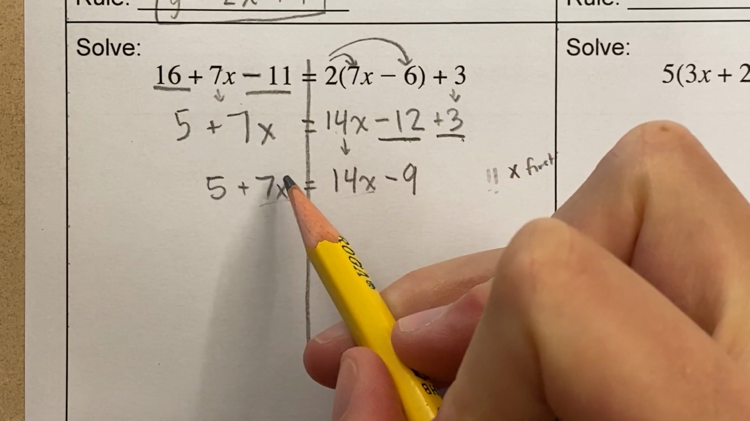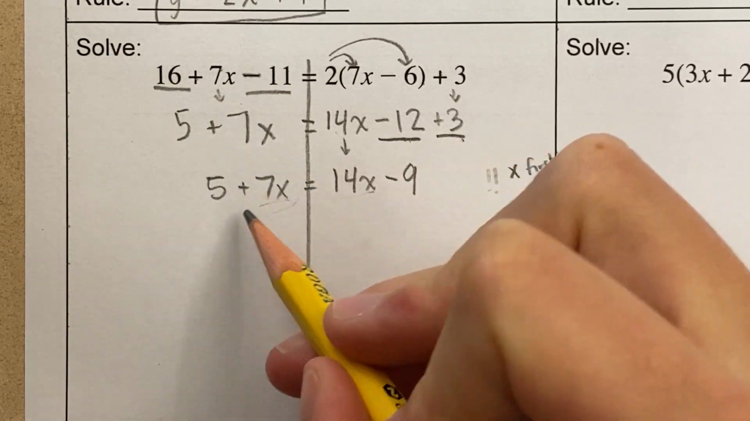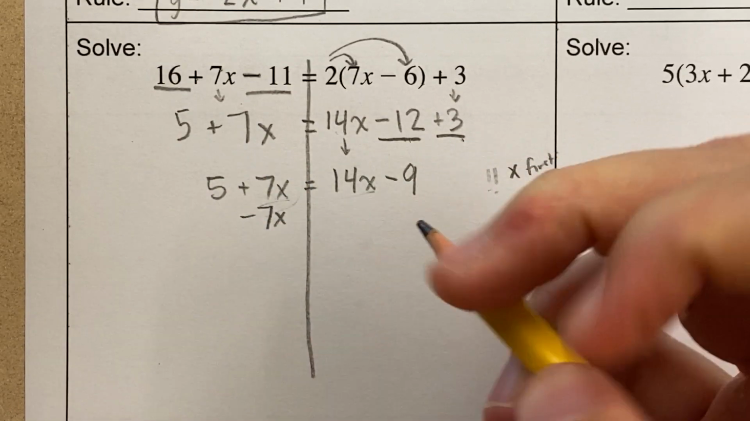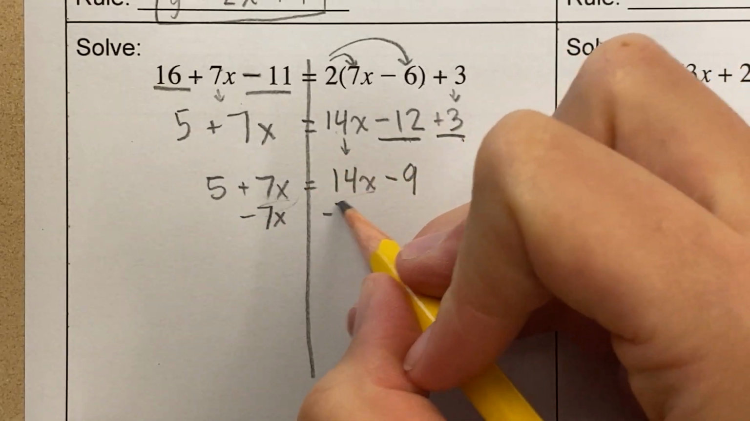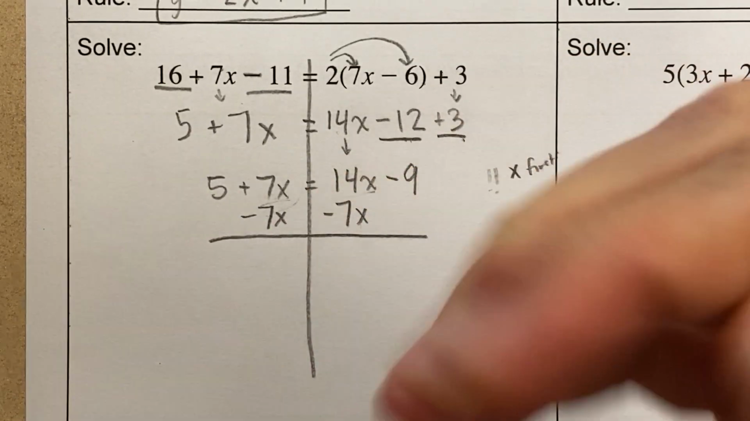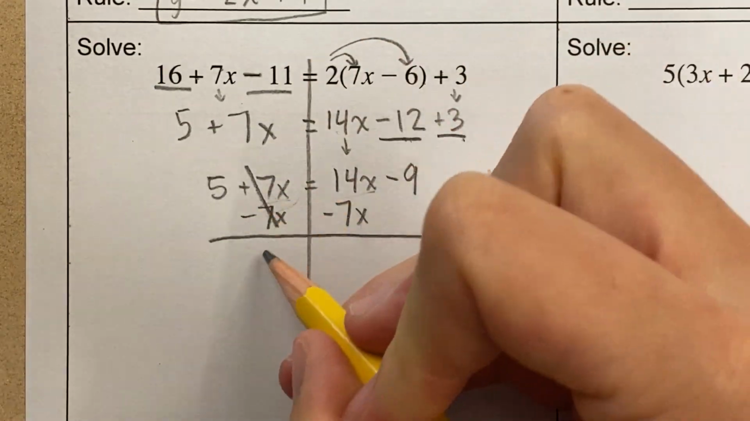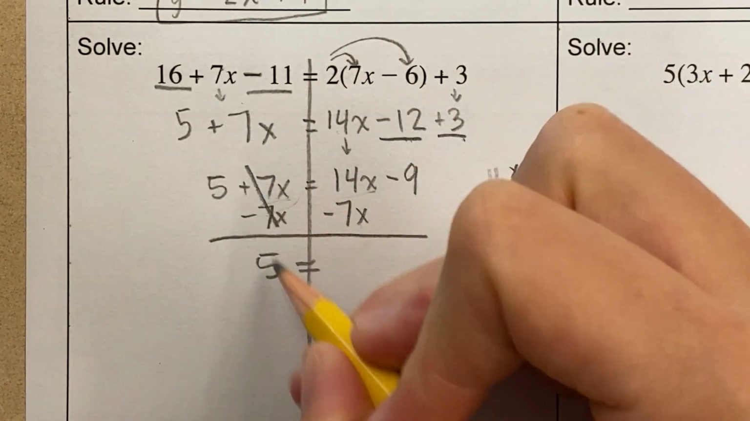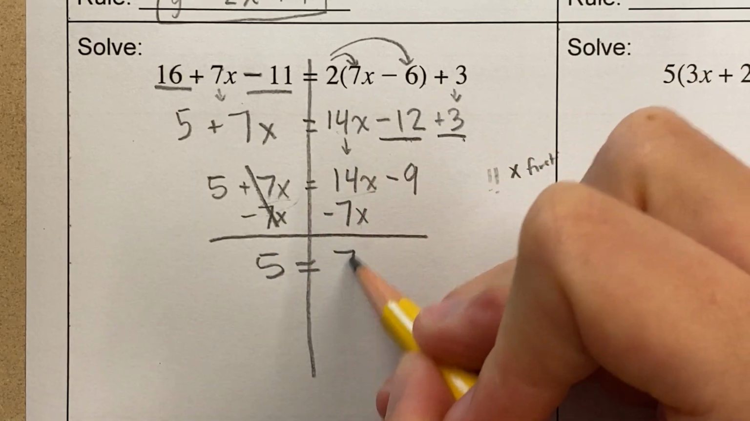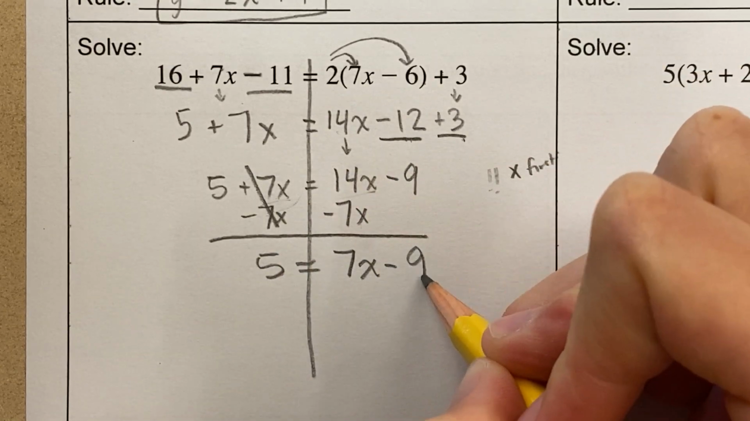So the first thing I'm going to do is say, you know what? I'm going to knock the x's off this side. I'm going to subtract 7x. And it's totally okay if you want to subtract 14x, but the key is you've got to knock the x's off one side or the other. Okay, you can't have x's on both sides. So I decided to subtract 7x. You could have subtracted 14x. You would ultimately get the same answer.